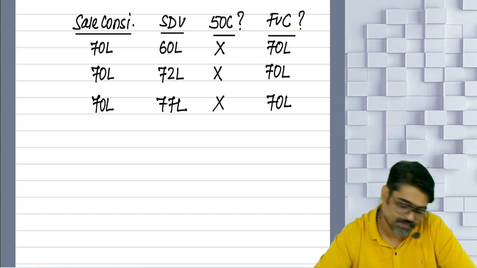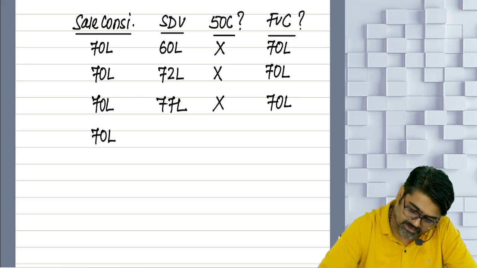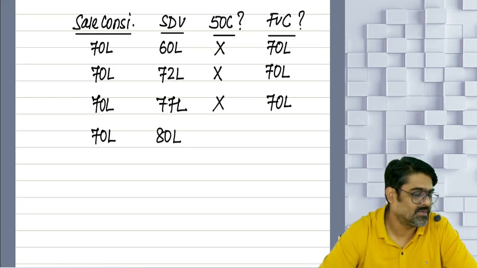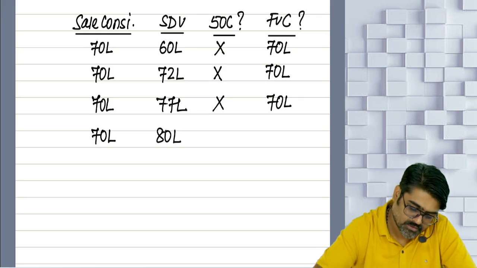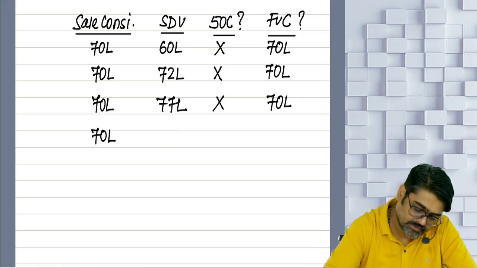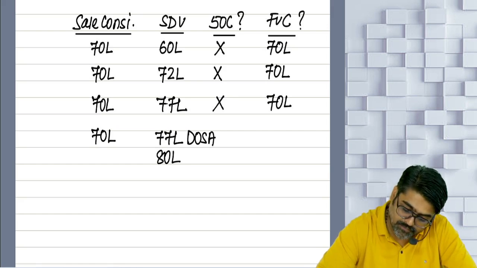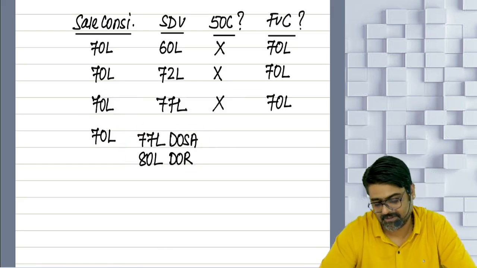Yes or no? Now, sir, this is 70 lakhs and this is 80 lakhs. 50C will apply, will not apply? Wait, sir. This is 70 lakhs. This is 77 lakhs, 80 lakhs. This is dosa. This is door. I wish you understand this.